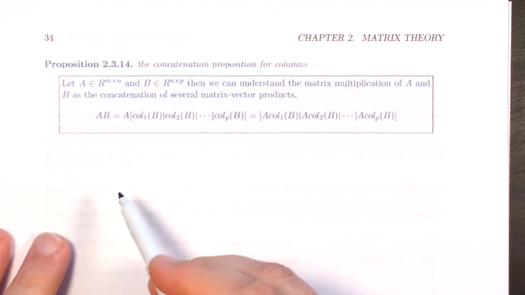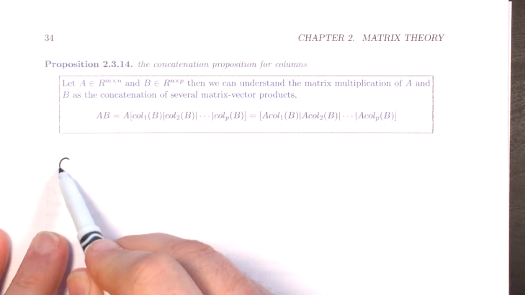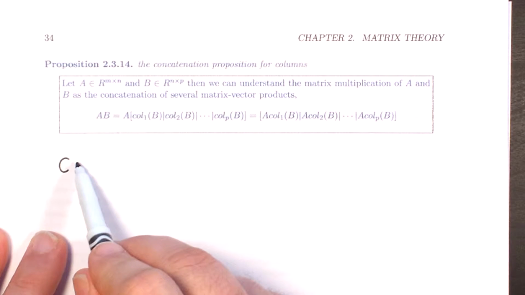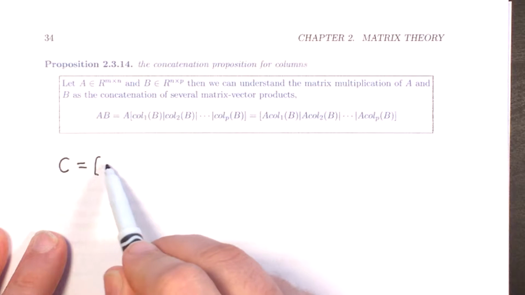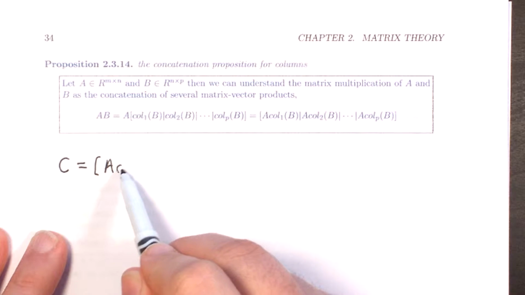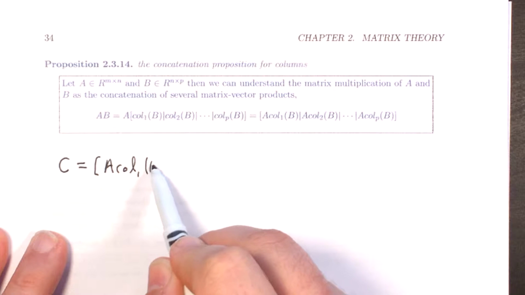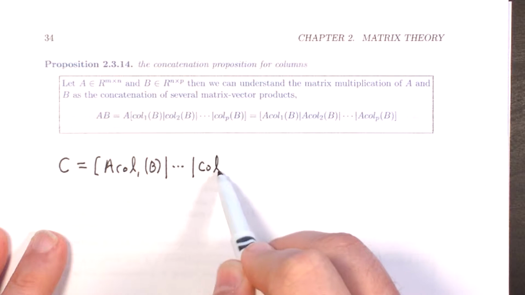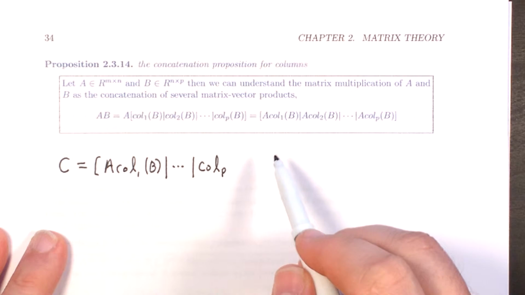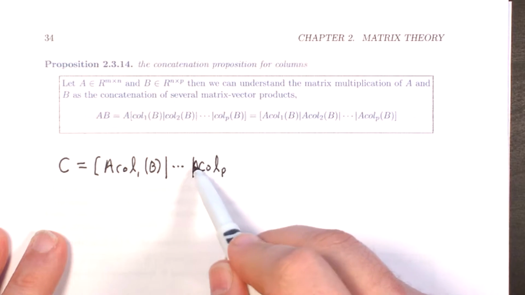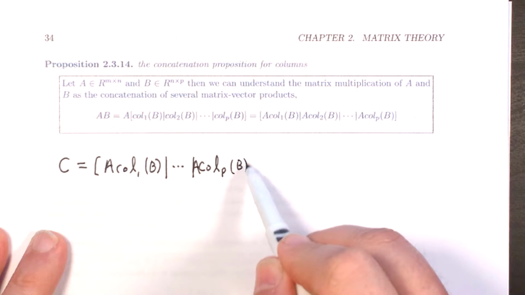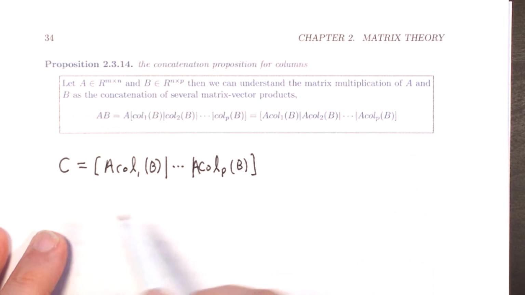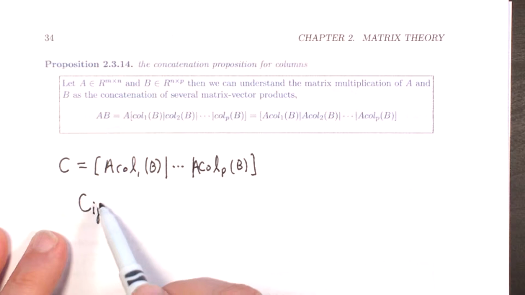Hey, here's a way you could start this problem. It might be interesting. Just invent a new matrix C. Let C be the right-hand side, basically, column 1 of B, and so forth, A, column P of B, like so. And then just look at the ijth component of C. What would that be?